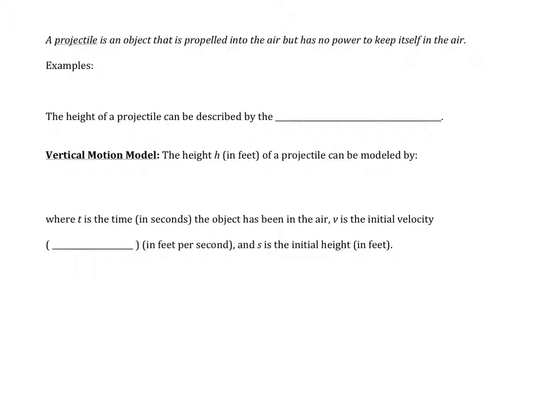First, let's define a projectile. A projectile is an object that is propelled into the air but has no power to keep itself in the air. So let's think of some examples here. Anything that you can throw into the air, like a basketball, a tennis ball, a baseball, anything like that. How about you just jumping in the air? Any type of animal, anything that can jump in the air, that would also be considered a projectile, because once you jump up, you always have to come down because there's nothing behind it to keep you in the air.